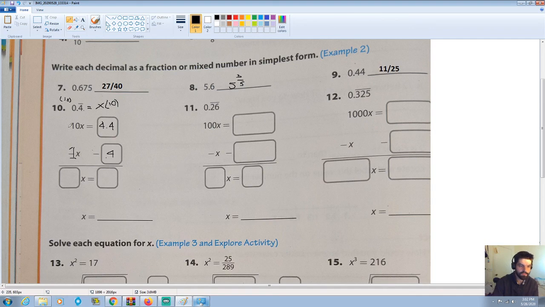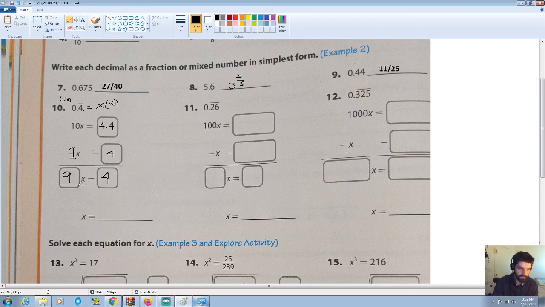So when we do the subtraction here, we're going to do 10x minus 1x, which gives us 9x. And then we have 4.4 minus 0.4, which gives us 4. Okay? That gets rid of the decimal part of this, which is going to allow us to represent this repeating decimal as a fraction of 2 integers.